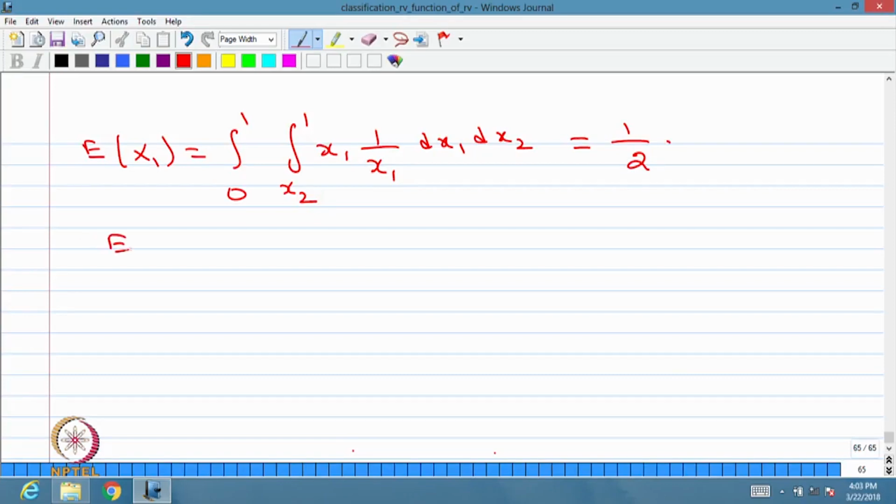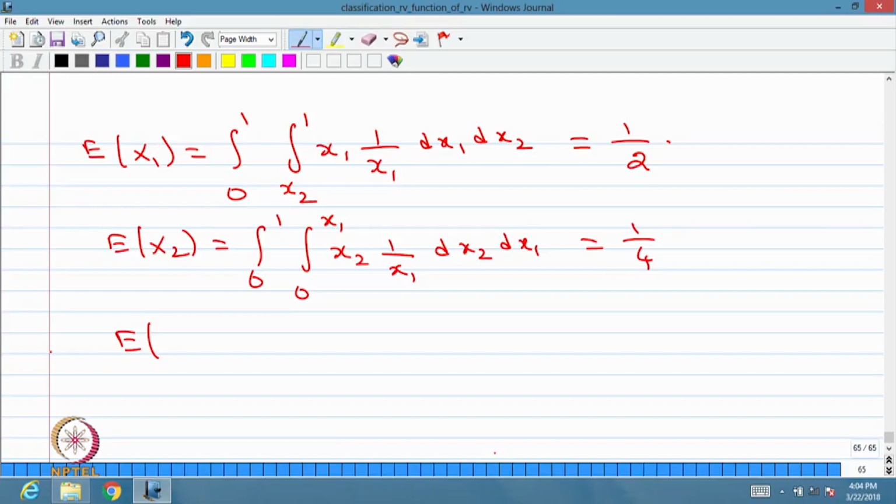Similarly, you can go for finding expectation of x2, that is integration 0 to 1, 0 to x1, x2 times the joint probability density function, integration with respect to x2, integration with respect to x1. Again, I am using the expected value of function of a random vector. This is same as 1 divided by 4.